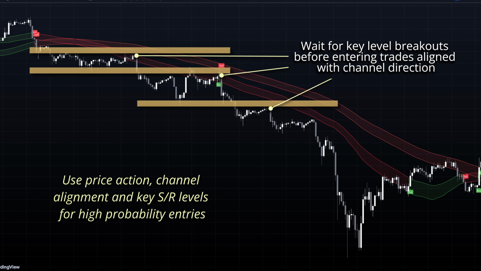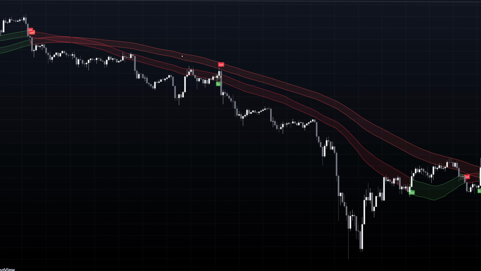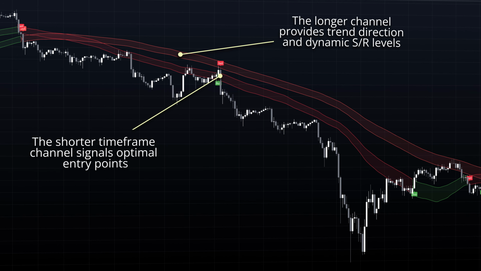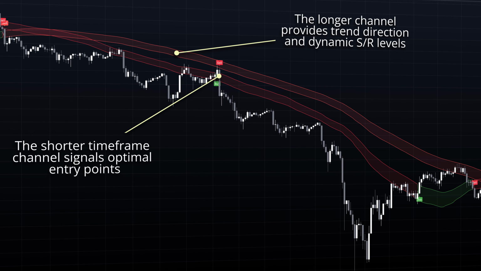It requires minimal additional tools beyond basic support resistance or trend lines. This is due to its dual-channel setup, where the longer period provides main trend direction and acts as major dynamic support and resistance, while the lower period is used for entries.